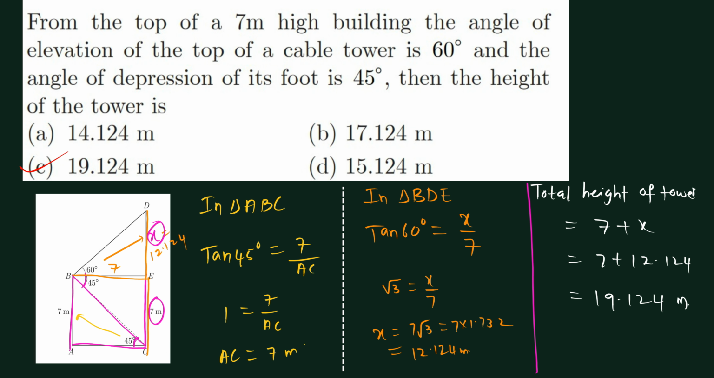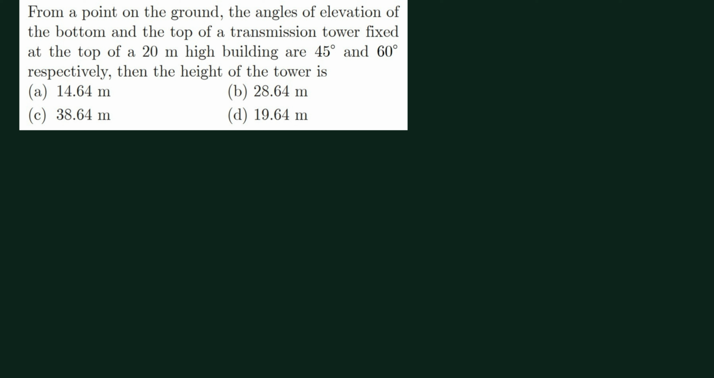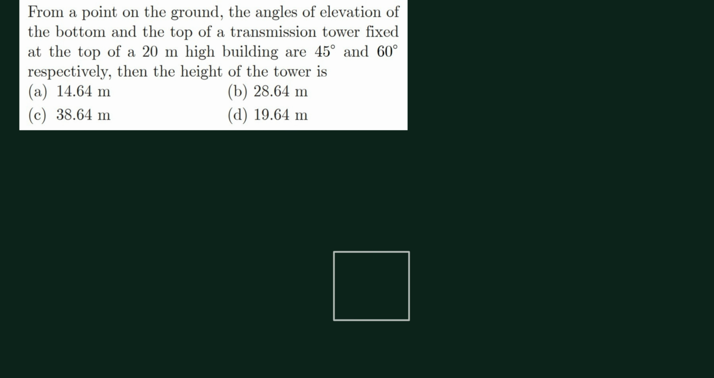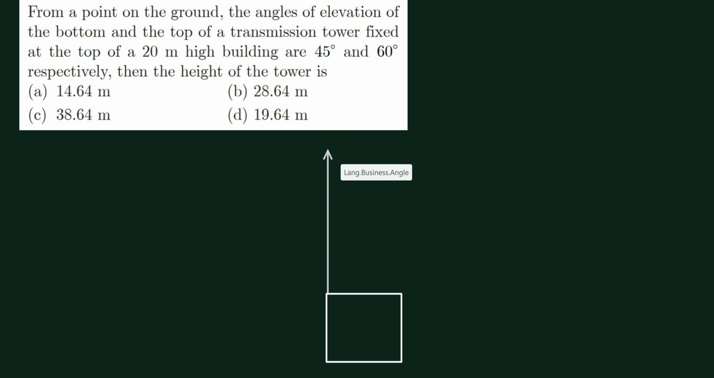Answer C is matching. From the point on the ground, the angle of elevation of the bottom and the top of transmission tower fixed at the top of a 20-meter high building are 45 degrees and 60 degrees respectively. Then the height of the tower is. Okay. So here we have the building, right? So let us say this is building. On this building, we fixed one tower, right? We fixed one tower. And you are observing this tower from this point.